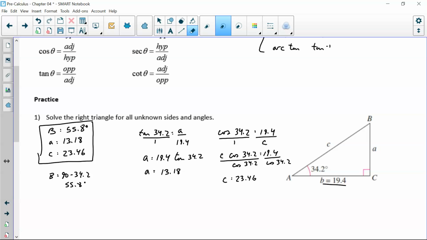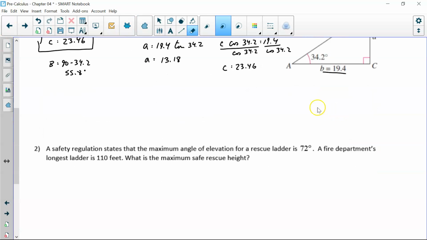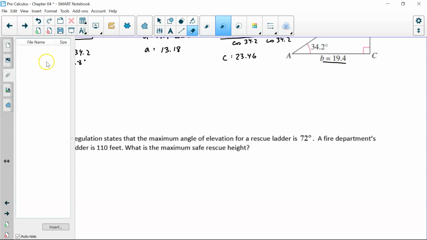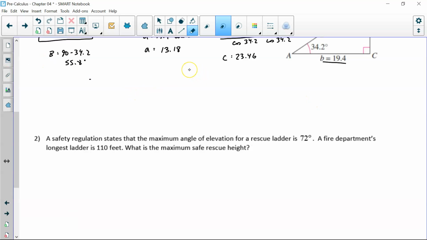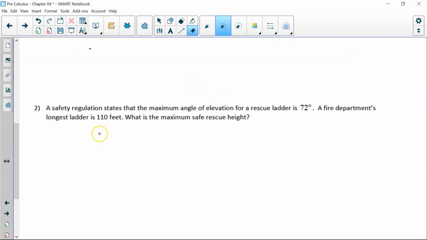Problem number 2. Safety regulations state the maximum angle of elevation is 72 degrees. The longest ladder they have is 110 feet. So let's make a quick sketch. Here's the building. The ladder is 110 feet. That's the hypotenuse. And the angle of elevation is at the bottom. We're looking up to the top of the building. So we need to find the maximum height, which is this value there.